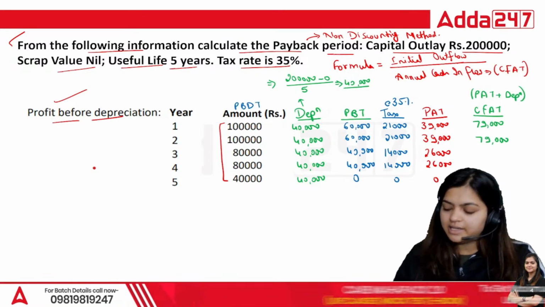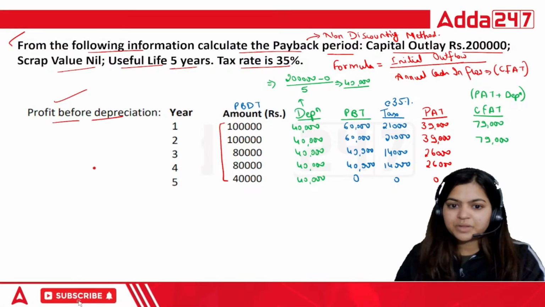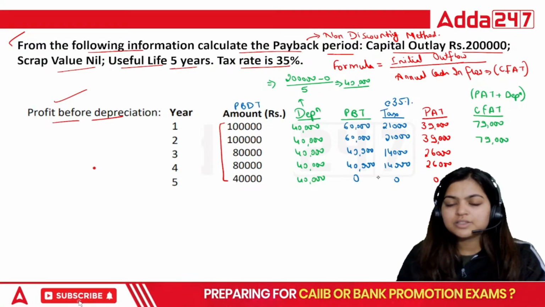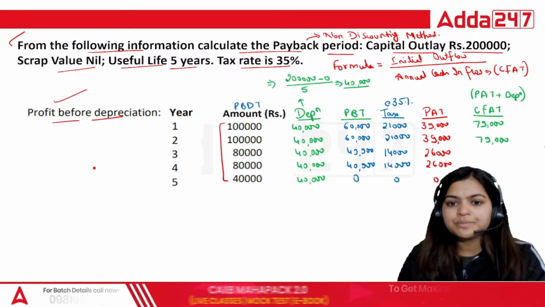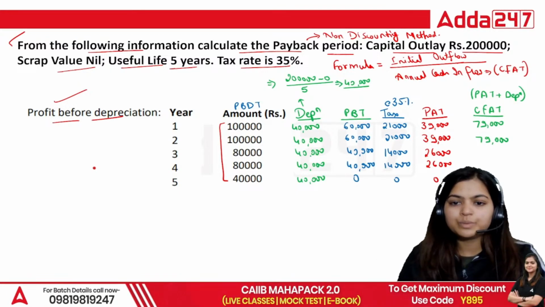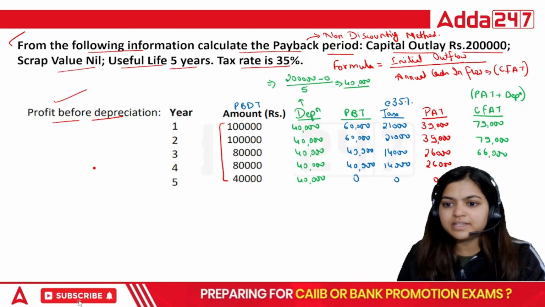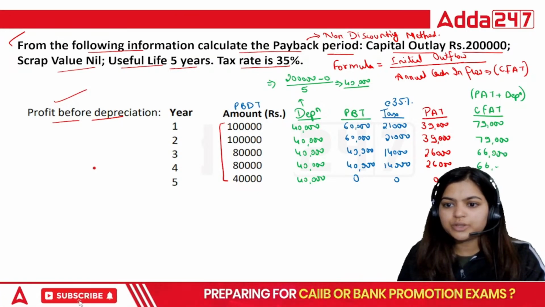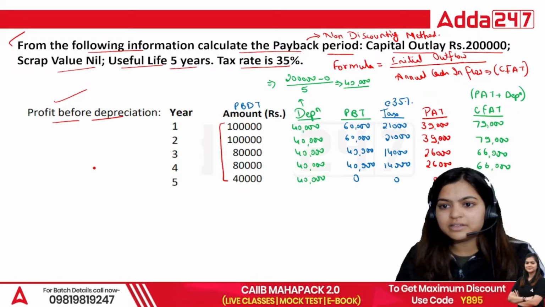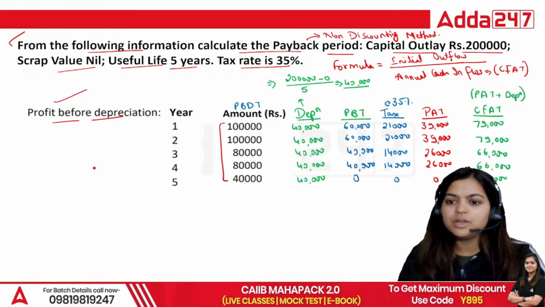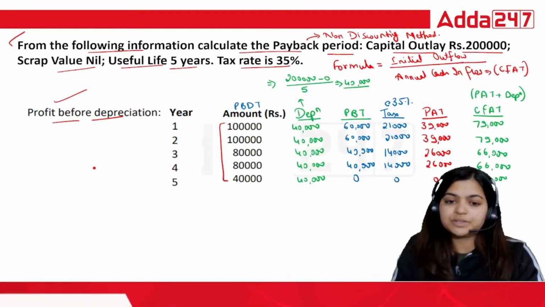Okay, then 26,000 plus 40,000. So for third year, this is going to be 66,000. Okay, this is again going to be 66,000. And for the fifth year, profit after tax is 0, but depreciation is 40,000.